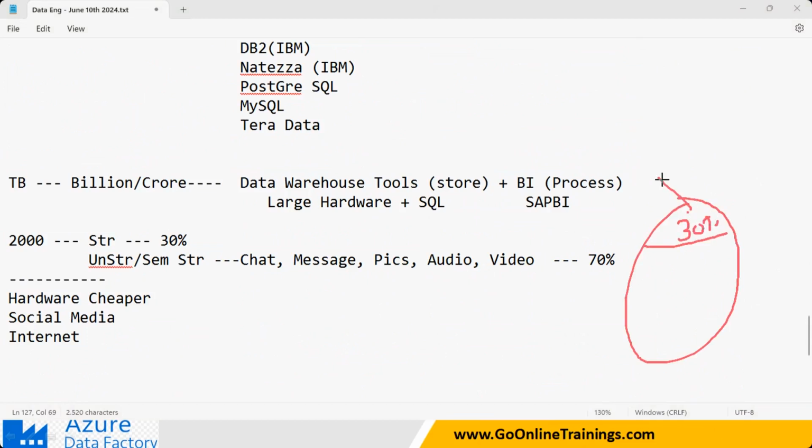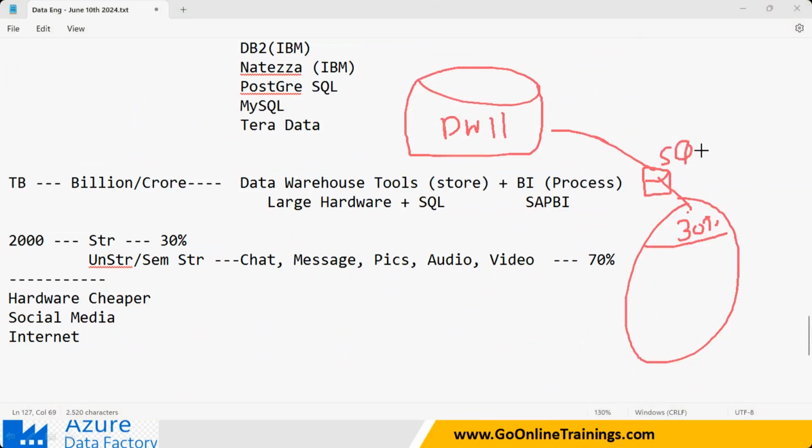So this data can go to a normal database, or this data can go to a large database. The large database is a data warehouse, right? People can store only 30% data in normal SQL, small devices. But what about the remaining 70% data? It is unstructured data and semi-structured data. We don't know how to store the data. So this is where the problem started. The data warehousing concept cannot do anything here.